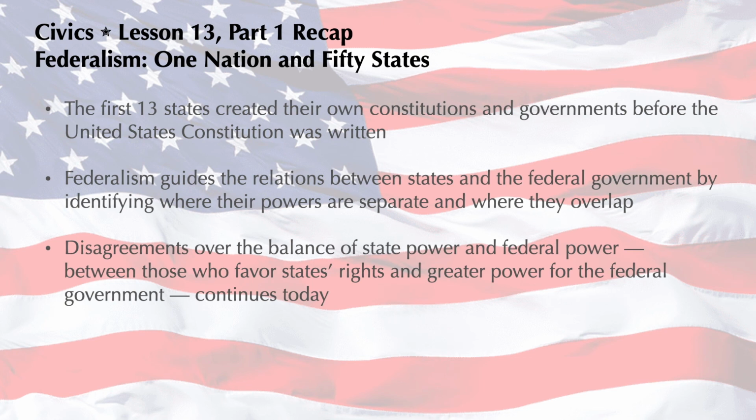So that's the way it is with Lesson 13, Part 1, Federalism, One Nation and 50 States. At this point, you should know that the first 13 states created their own constitutions and governments before the United States Constitution was written. Federalism guides the relations between the states and the federal government by identifying where their powers are separate and where they overlap, and disagreements over the balance of state power and federal power between those who favor states' rights and greater power for the federal government continues today.